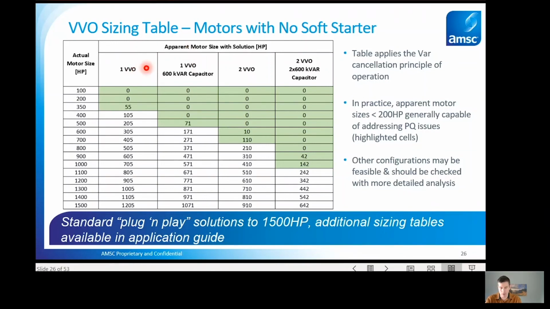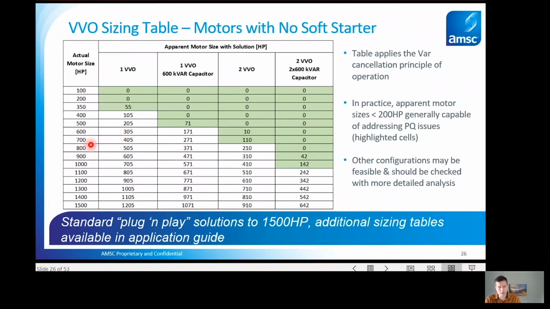We also introduced this concept of apparent motor size. Because the VVO cancels out the VARs when that motor is starting, it actually has the effect of shrinking the size of the motor. So we call that an apparent motor size. Let's take an example.